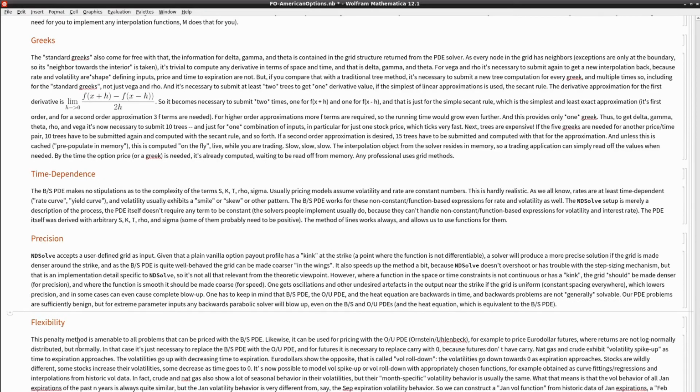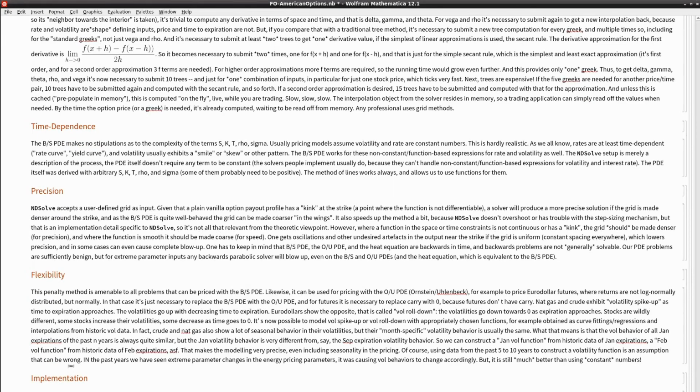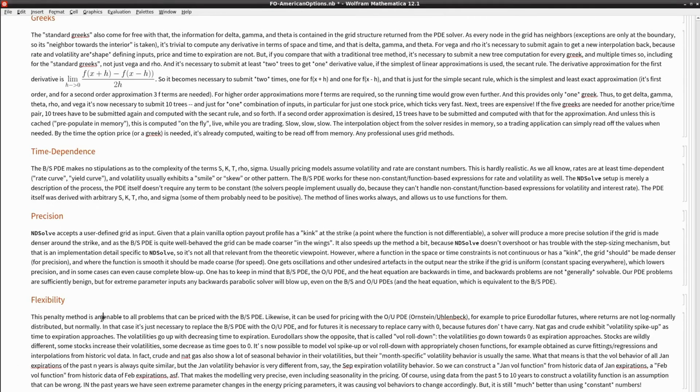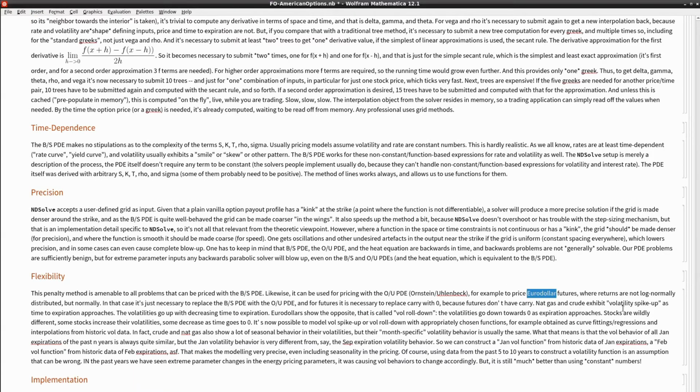Okay, the next point in this discussion is about flexibility. The penalty method is amenable to all problems that can be priced with the Black-Scholes PDE. But likewise, it can also be used for pricing with the Ornstein-Uhlenbeck model, for example, to price Eurodollar futures, where the returns are not log-normally distributed, but normally distributed. In that case, it's just necessary to replace the Black-Scholes PDE with the Ornstein-Uhlenbeck PDE, and for futures, it is necessary to replace carry with a zero, because futures don't have any carry.